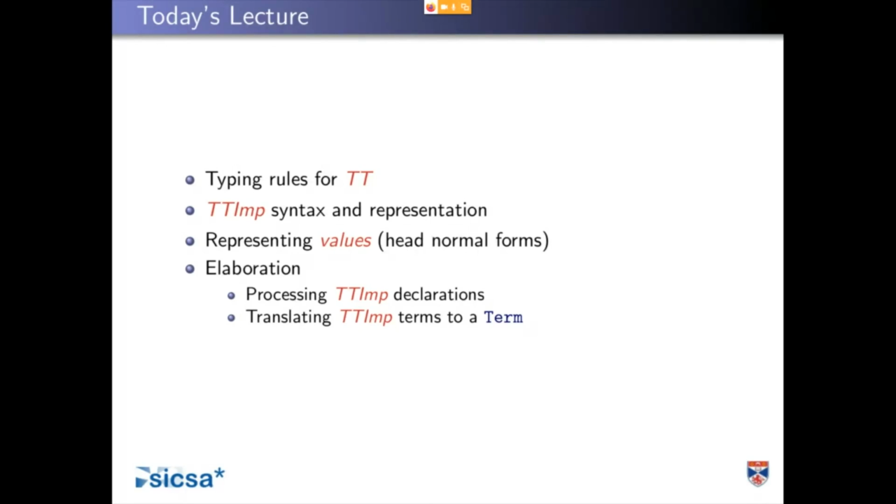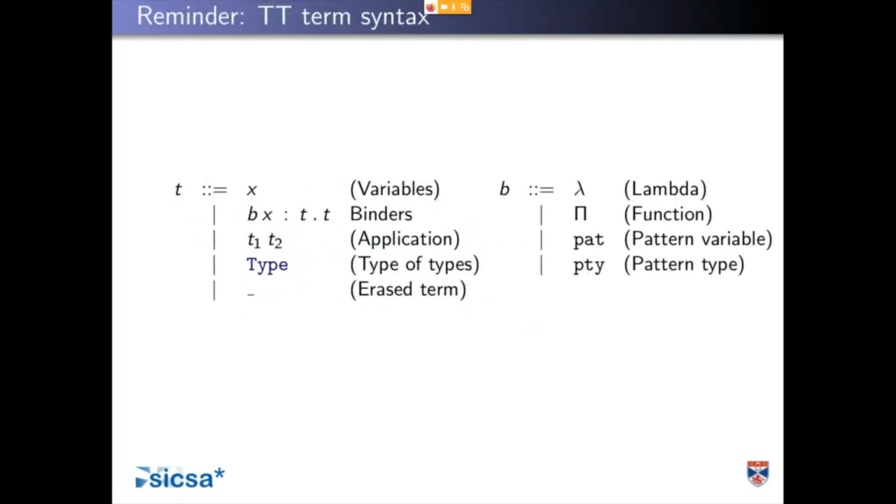So anyway, we need to think about values. We need to think about how to turn terms into normal forms, or head normal forms. I'll say more about what that means later. And then once we have that, we're able to put it all together, the process of turning TT-imp terms into one of these well-scoped term representations that we saw yesterday.